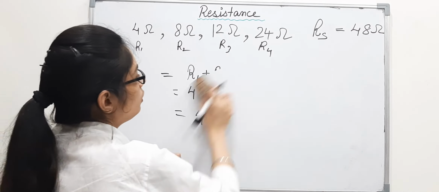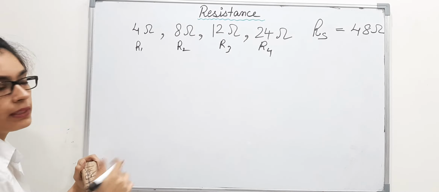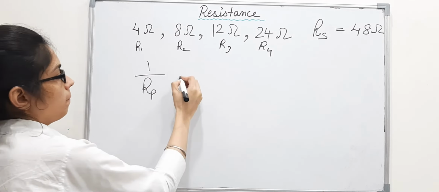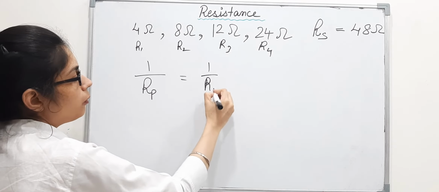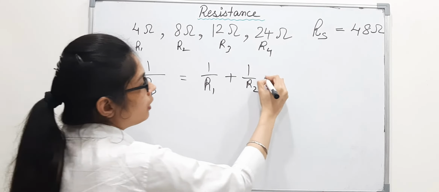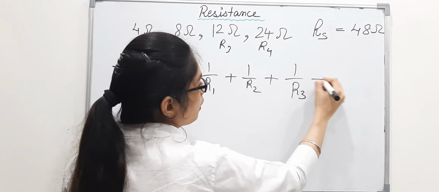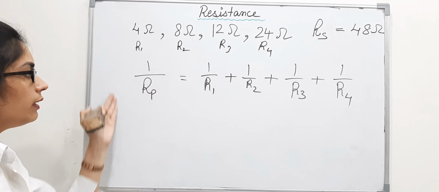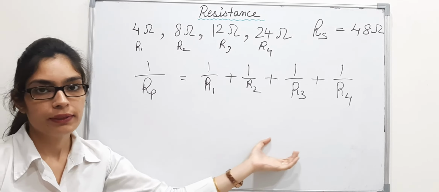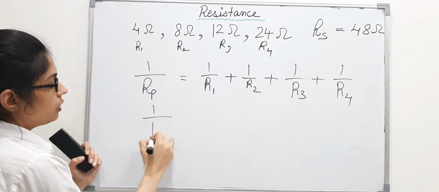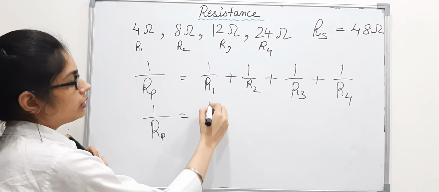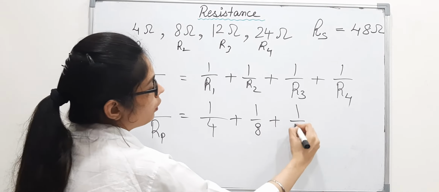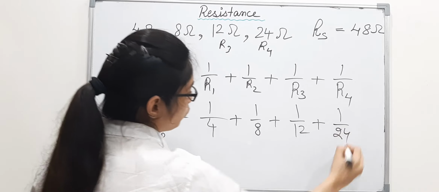Now let's find it for parallel combination. So 1 upon Rp, because we are finding for parallel combination, will be 1 upon R1 plus 1 upon R2 plus 1 upon R3 plus 1 upon R4. As we have already discussed, this is how the resultant resistance is found in case of parallel combination. So 1 upon Rp will be equal to, we'll just fill the values, 1 upon 4 plus 1 upon 8 plus 1 upon 12 plus 1 upon 24.